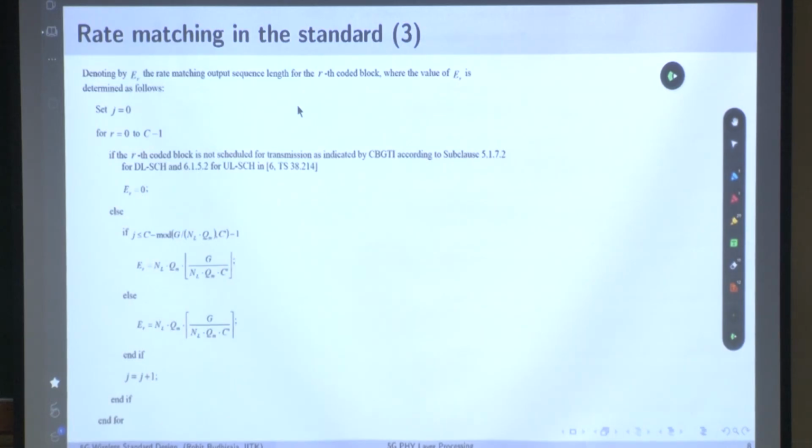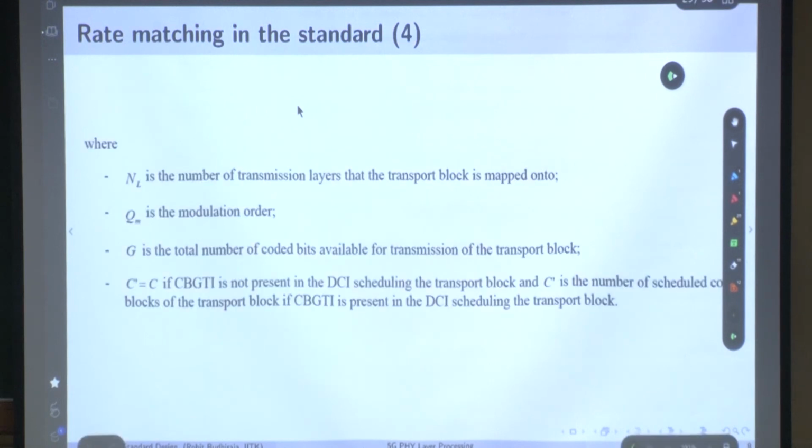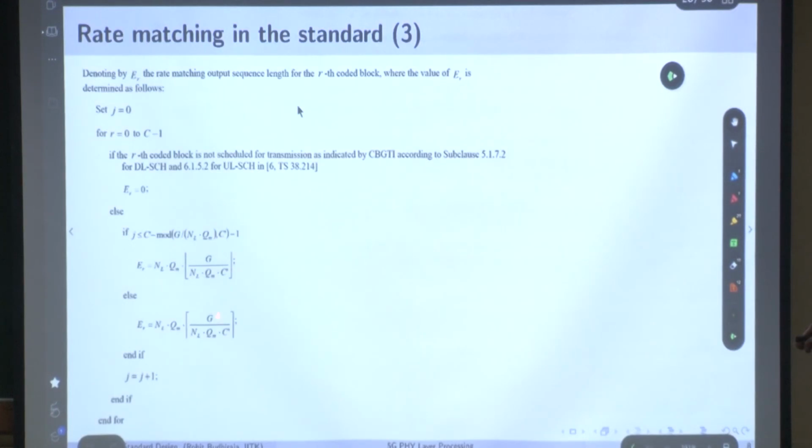The number of bits which are allowed to be transmitted for each coded block is G by C. Fine. N_L is the number of transmission layers that the transport block is mapped into. For us, N_L is 1. Q_m is the modulation order. Whatever the modulation order is, you put it over here, it gets cancelled, because these conditions come based on certain other requirements which I have not taught you. So as I said, this is only E calculation.